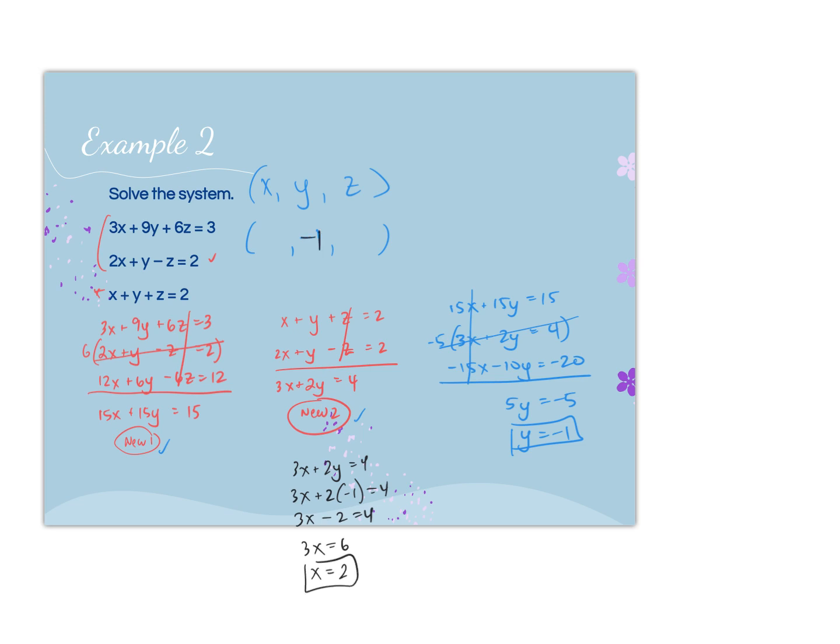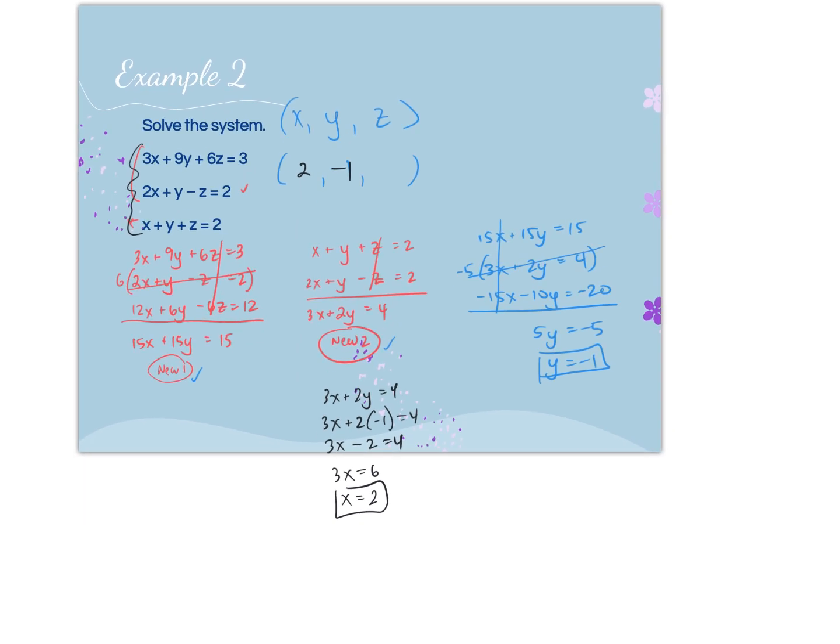So guess what? I just found my second solution. Now I have y and I have x. And so I have to go back into any one of these three to figure it out. Well, I'm going to go into the bottom one because that seems like the easiest one of all, right? That bottom one is x plus y plus z equals 2.